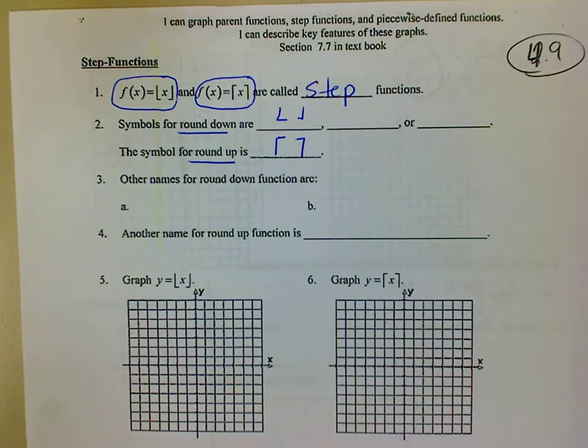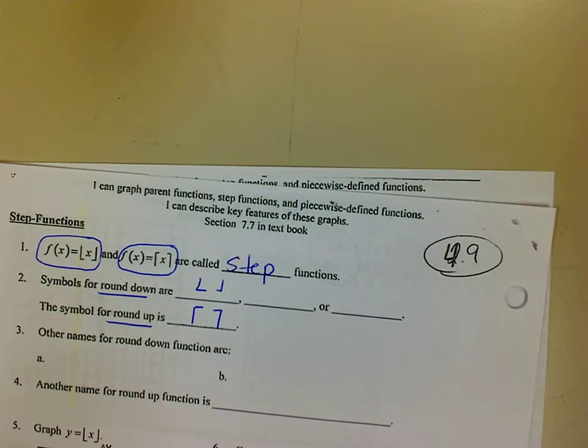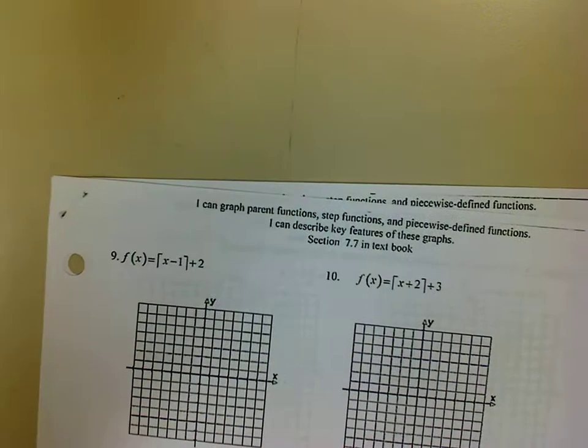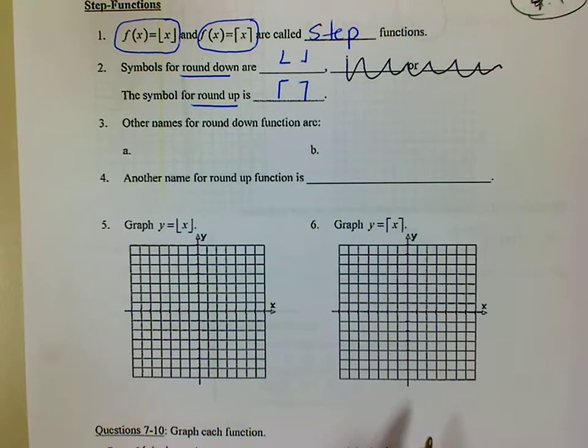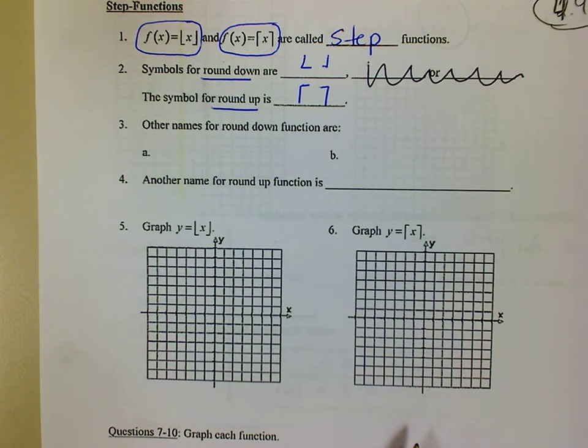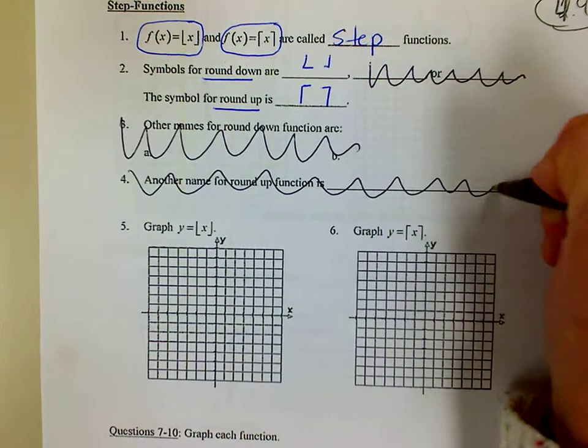Now there are two other ones for round down. Let's check it out real quick. I'm not going to worry about those at this time. I only care about those two. So you can just cross off the other two blanks. And I don't care about the names of them. We're going to just stick with round up and round down.